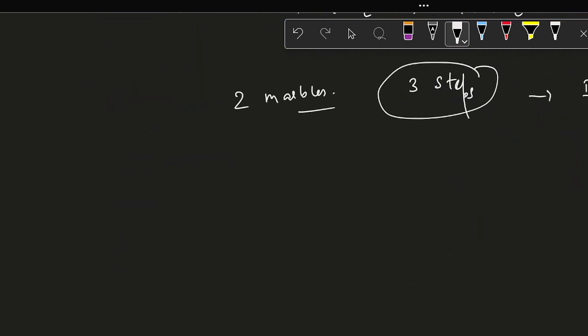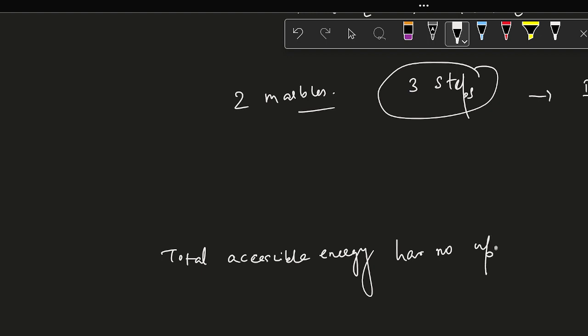But if the number of steps is itself infinity, so that the total accessible energy of the system has no upper bound, then the entropy can be infinitely increasing with energy. That means it will not show a peak and then fall down, but the entropy will also go on increasing.